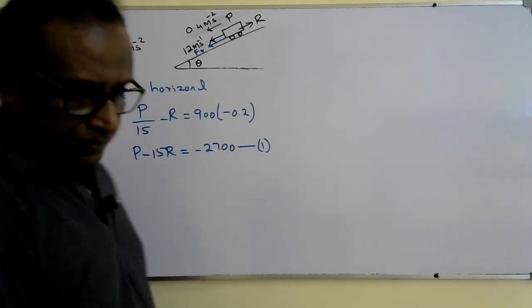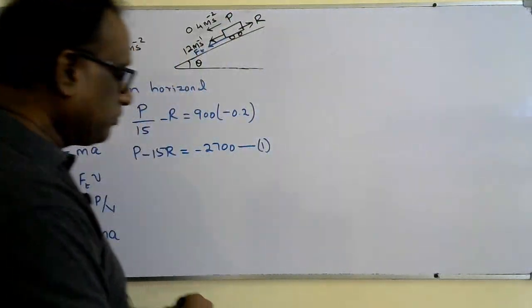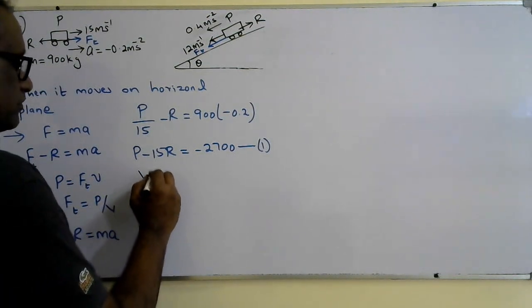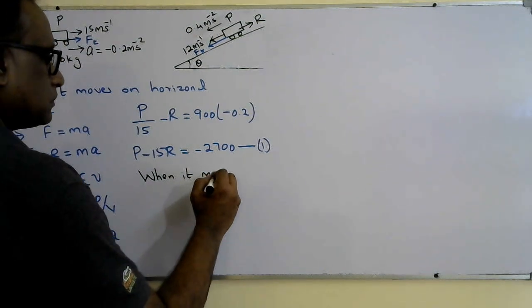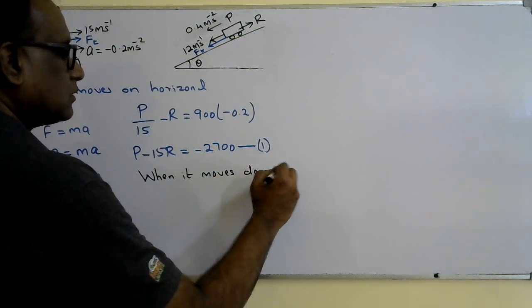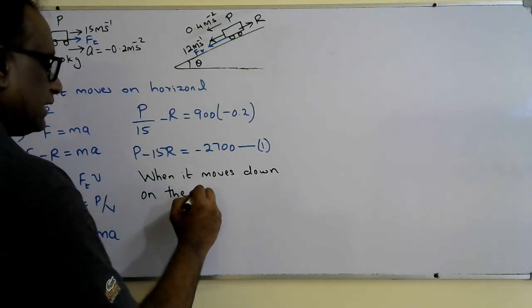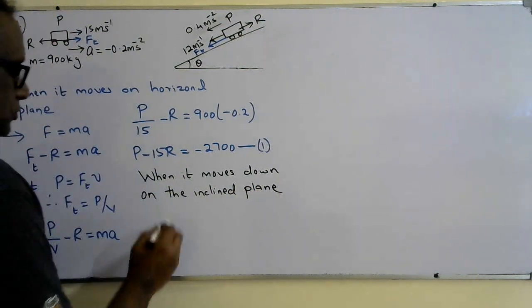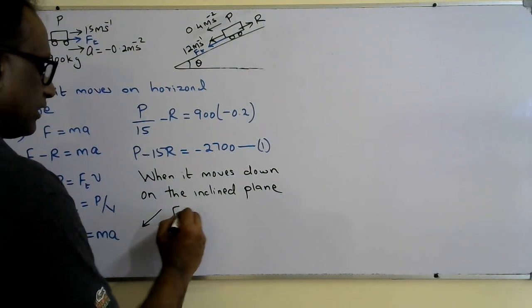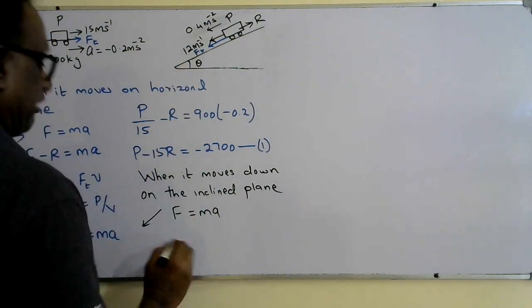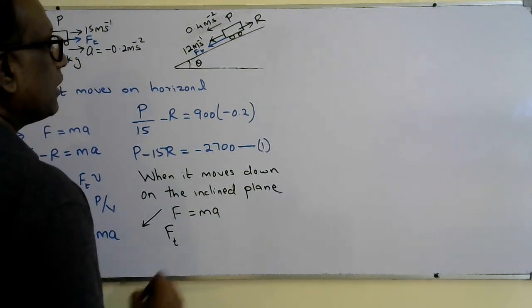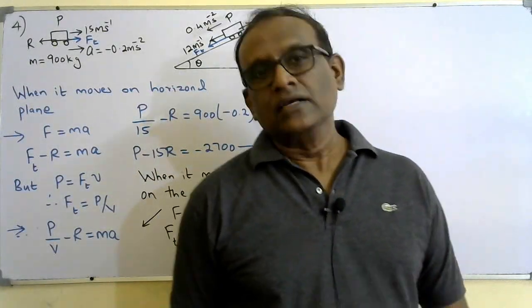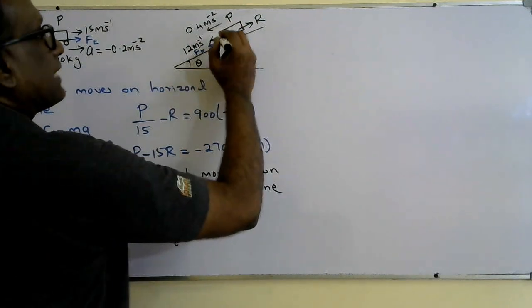Okay, we can use the same type of equation when it moves on a slope, when it moves down on the inclined plane. So along the plane down I am using F equal ma. What are the forces acting on it? FT plus the component of the weight also acting along the plane down. I didn't show it on the diagram, but that also will act along the plane down. That is mg sine theta.